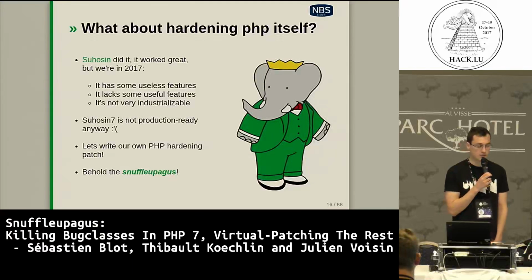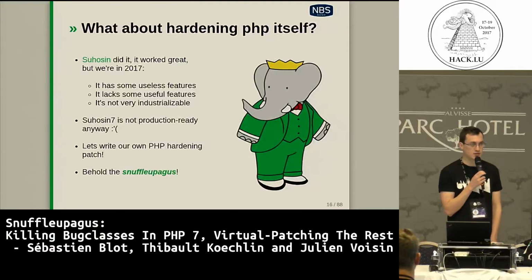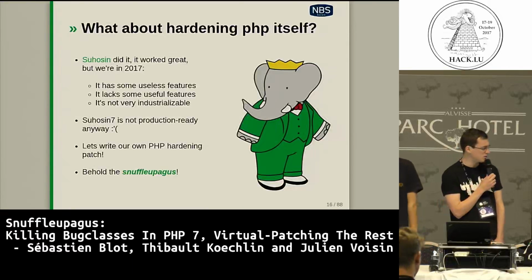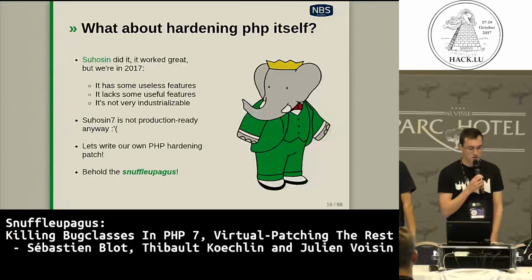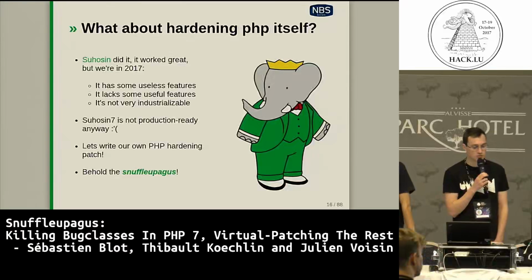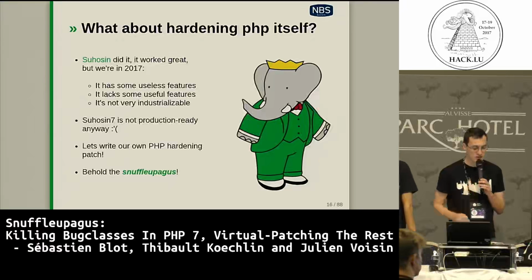And you can't use it on PHP 7, the latest version. I think that PHP 5 won't be supported anymore by the end of the year, something like that. So yeah, you have to move to PHP 7, but you cannot harden it because Suhosin doesn't work. So what can you do? You can reinvent the wheel and write your own PHP extension.